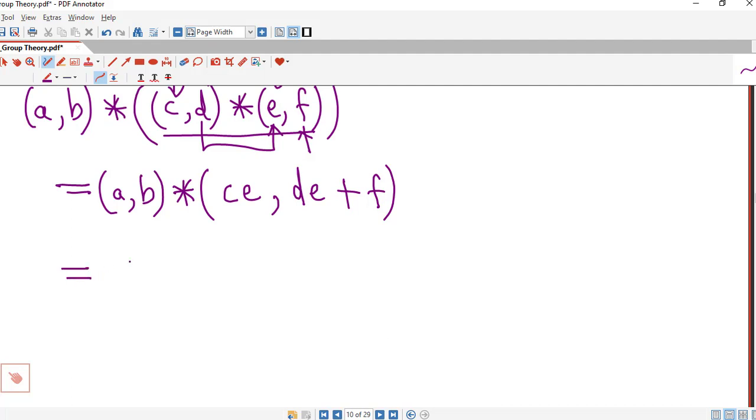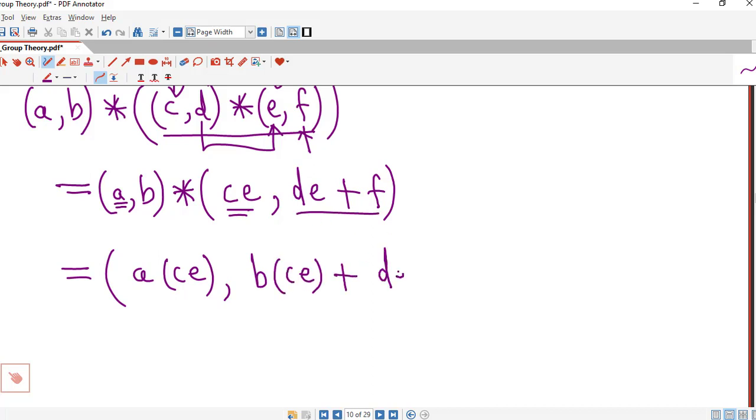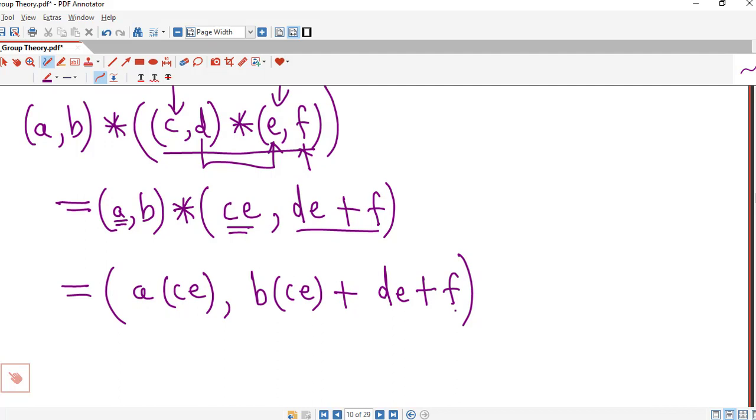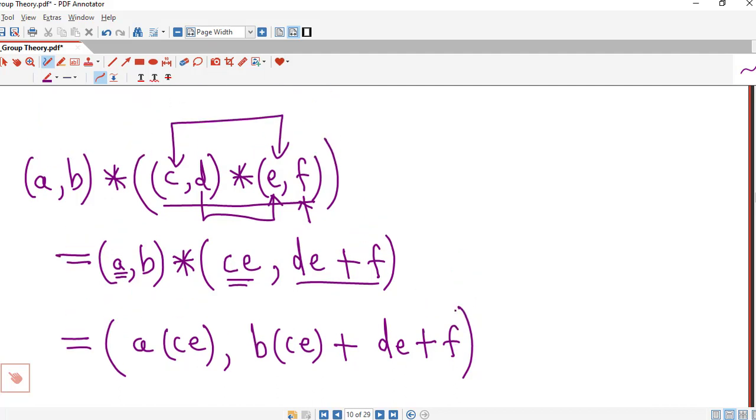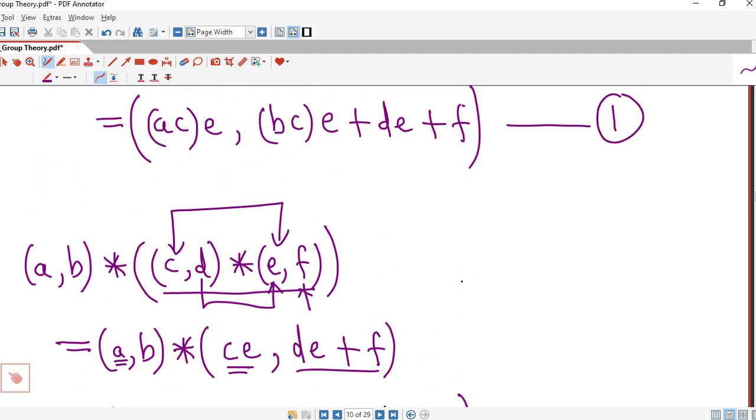Again we apply the definition of binary operation. First component, which is A, into first component of second, which is C into E. Similarly, second component into first component, which is B into CE, plus second component, which is DE plus F. Now let us compare this with the quantity which is written in 1.